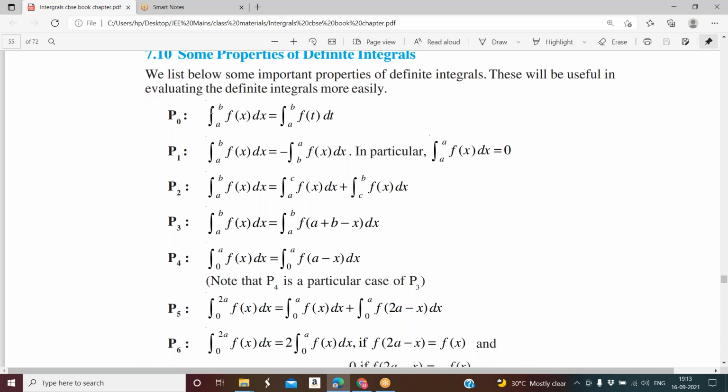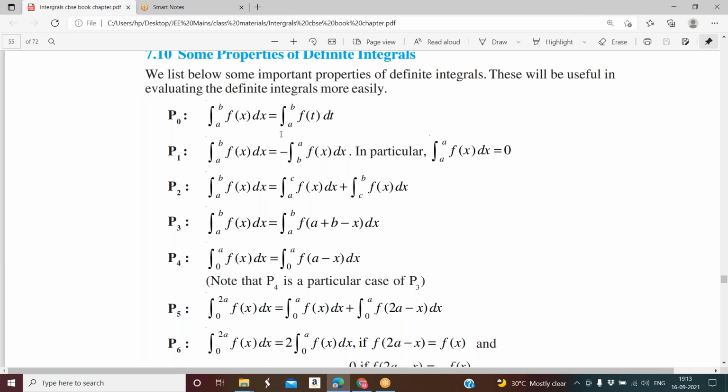See the first property. Integral a to b f of x dx equal to integral a to b f of t dt. This property says we can change the variable x to a new variable t. That is, here we are using the substitution method. So when we use the substitution method, the given variable is changed to a new variable.